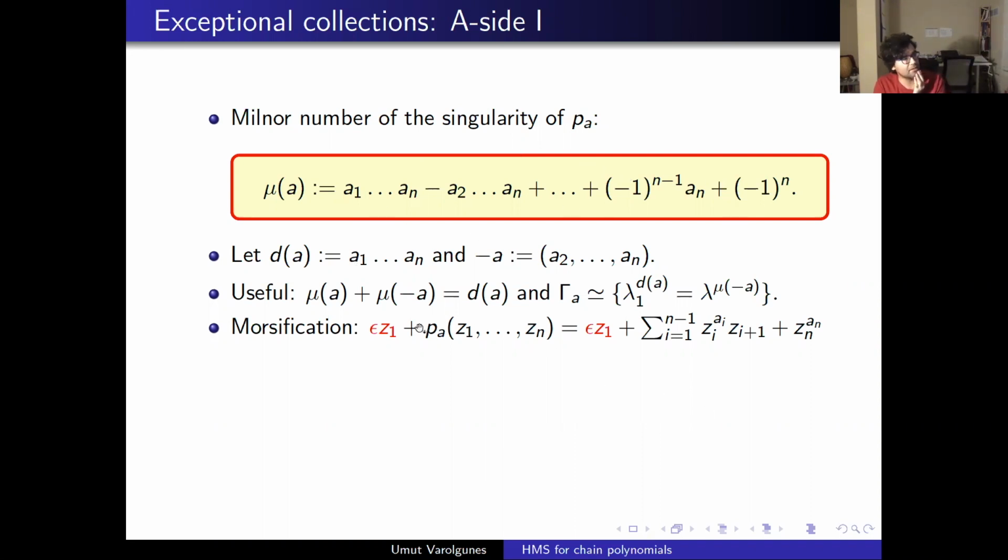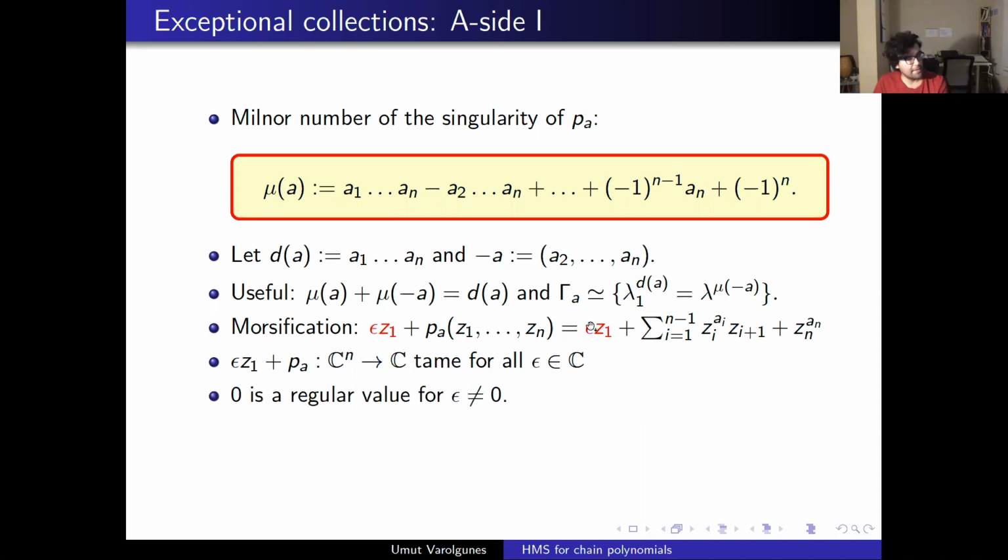And the way to morsify this, at least for my proof to work correctly, is to add epsilon z1. So you add the first variable, you add the variable from the left, and epsilon is any complex number. And again, for any epsilon, you can just work with the entire fibers. You don't have to take a ball and so on. And if epsilon is not 0, 0 is a regular value. So the fiber above 0 is a smooth fiber if you perturb.